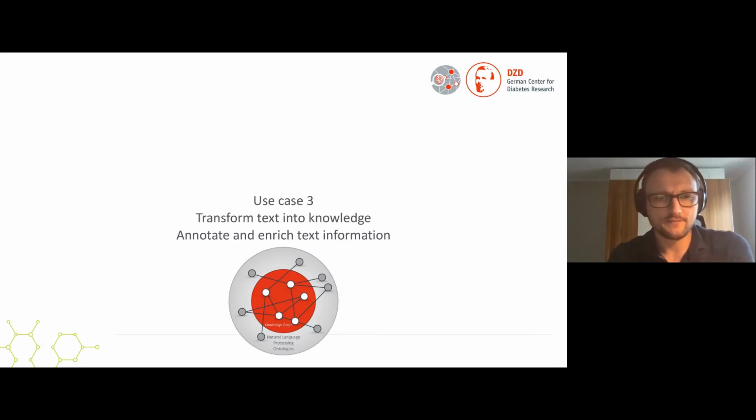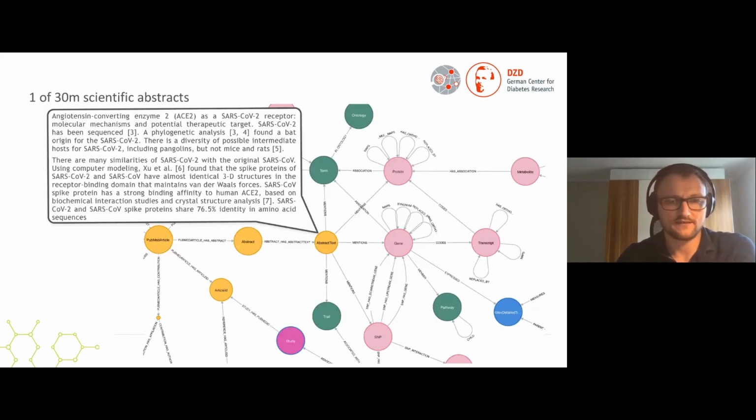Okay, these were the very simple ones. Now let's go to the more sophisticated use cases that we use and that we provide our users. We are transforming text into knowledge. We annotate data, as I said. Sometimes we enrich the data and the text information. And we come back to this very central point here, the abstract text. You see one of our 30 million abstracts that we have here. These are roughly 200 to 400 words, each and every abstract.